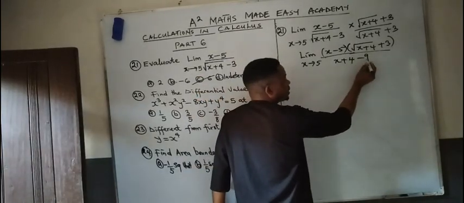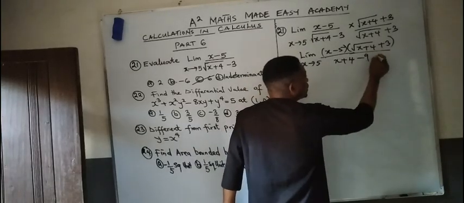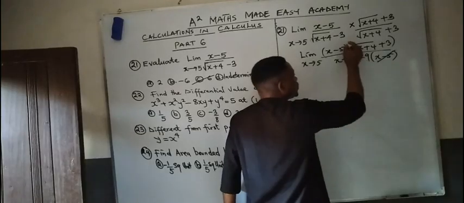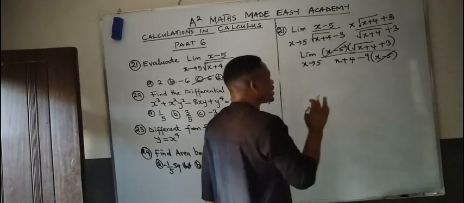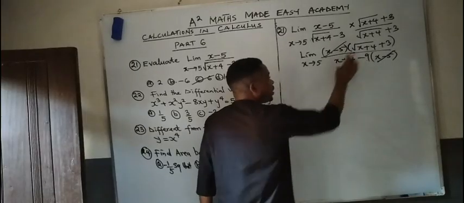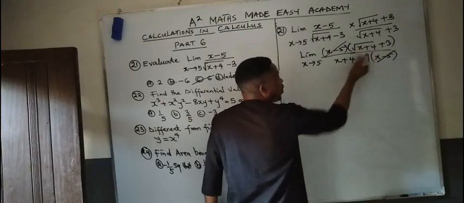4 minus 9 will give us minus 5. So, which means this particular value, all of them becomes x minus 5. And it will cancel this and this. So, what remains here is that anywhere we see x, remove it and put the value here. What is x? X is 5, right? Then plus 4, right? 5 plus 4 will give you what?